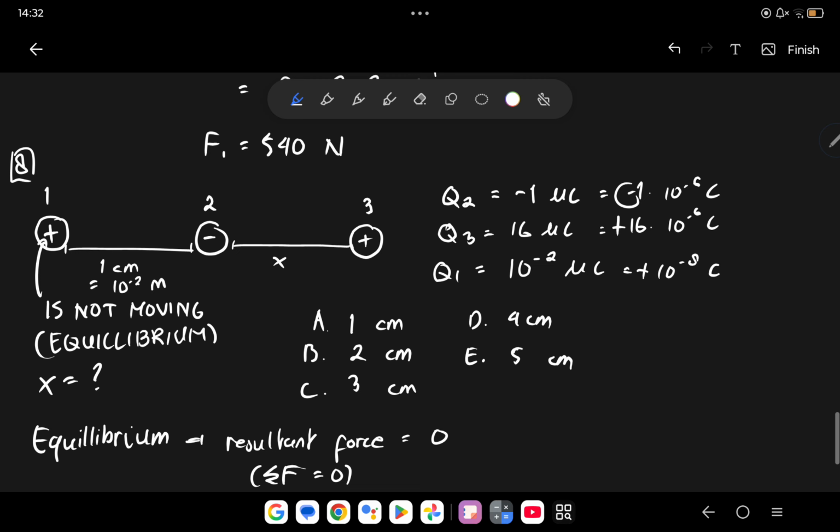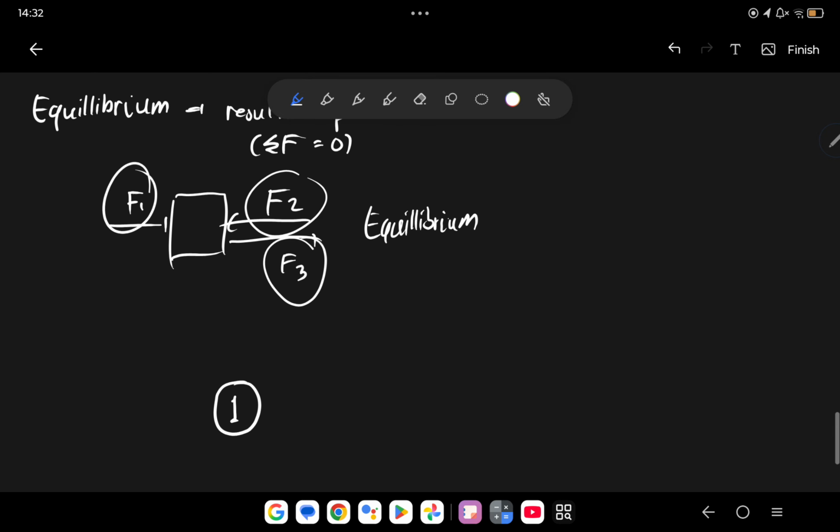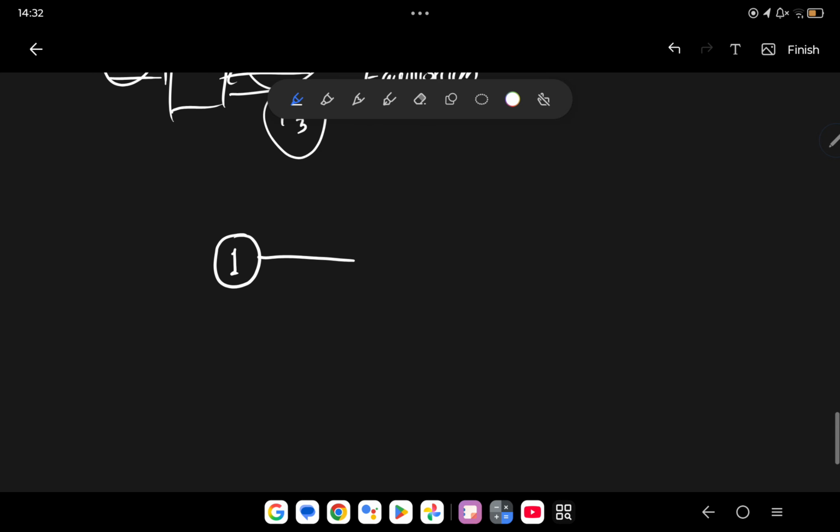Let's draw it now. So, Q1, the first one, will have interactions with the second one. What are the interactions? First one is positive, second one is negative. They're different. What does it mean if they're different? If they're different, that means they're gonna attract each other. That means the force will go this way towards the second object. So it's gonna be like this. Let's write this as F experienced by object 1 caused by object 2.